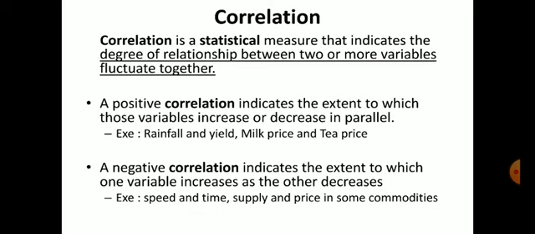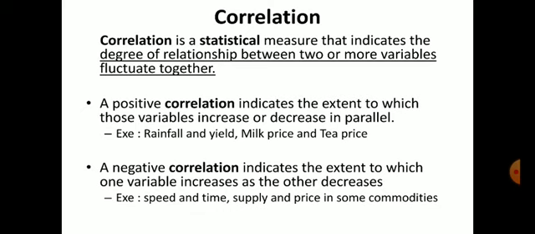Positive correlation means what? If one quantity increases, the other quantity will also increase, and if one decreases, the other will also decrease. We took the example of rainfall and yield. If rainfall increases, the yield will also increase. If rainfall decreases, yield will also decrease. Then petrol or diesel price and bus fares: if diesel price increases, automatically the bus fares will also increase.